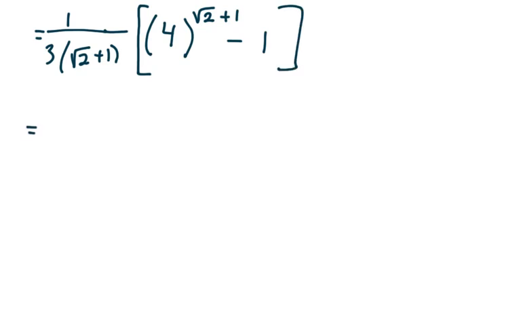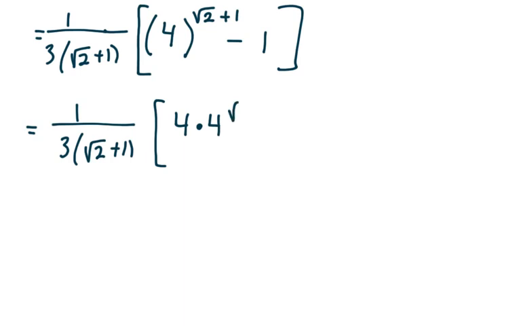Now, the only thing I might do here is write this as 3 times the square root of 2 plus 1. And then in parentheses, I'm going to write 4 times 4 to the square root of 2 minus 1. And my thing is, I'm probably going to leave that alone. And it would depend on your instructor how far your instructor wants you to simplify or not. Okay?